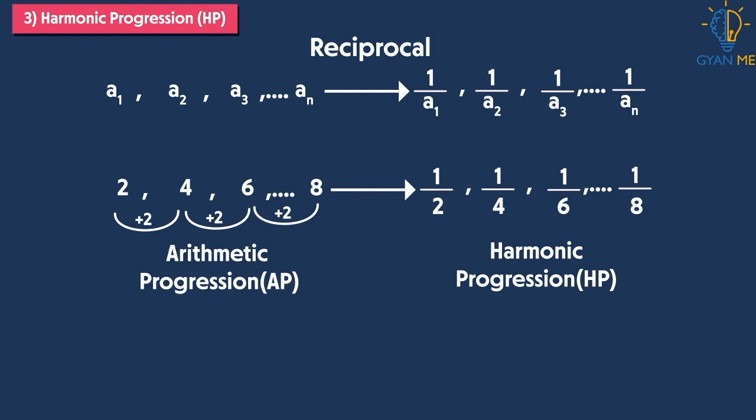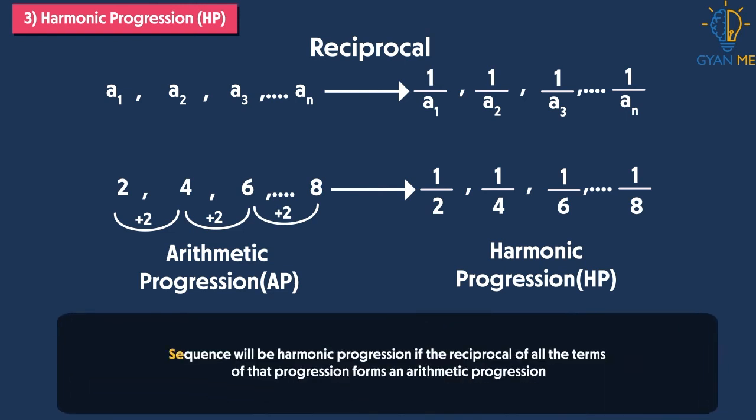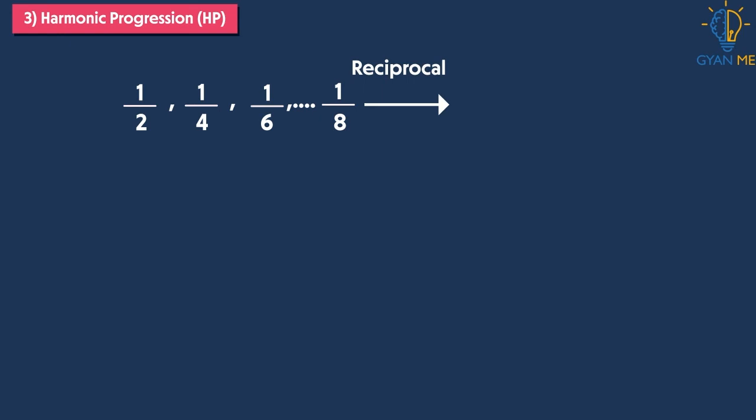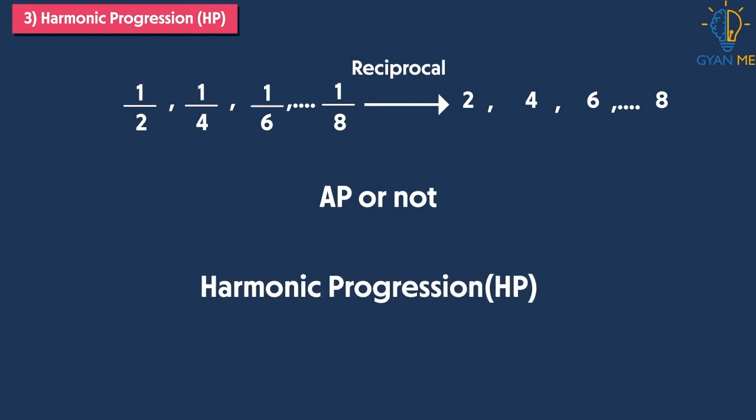Students, we can also look at this like this. A sequence will be a harmonic progression if the reciprocals of all the terms of that progression form an arithmetic progression. Say in our example, if we consider this sequence first, 1 upon 2, 1 upon 4, 1 upon 6 and 1 upon 8 and so on. Now take its reciprocal, that is 2, 4, 6 and 8, and check whether they form an AP or not. If yes, then this sequence will be a harmonic progression.